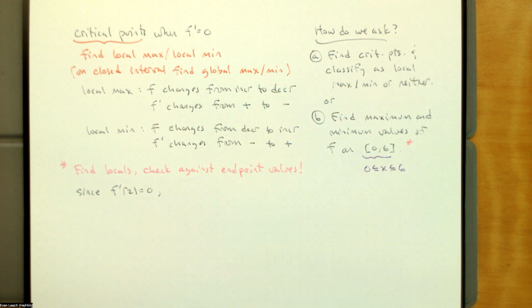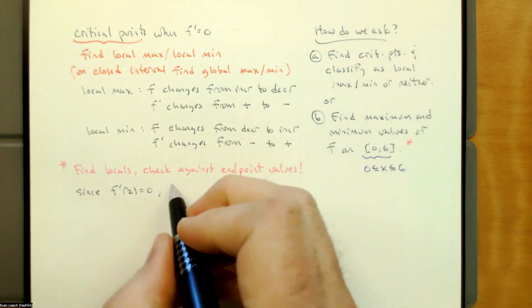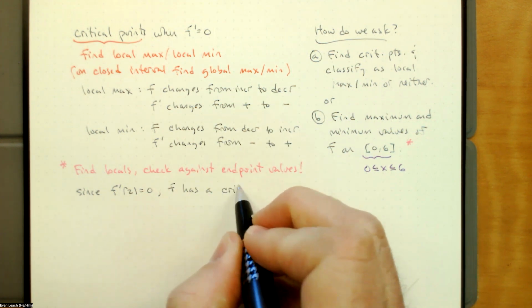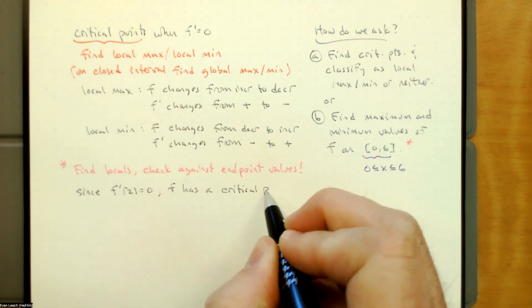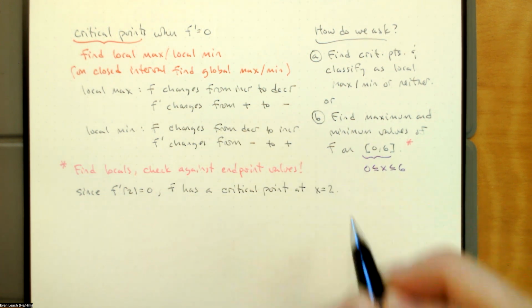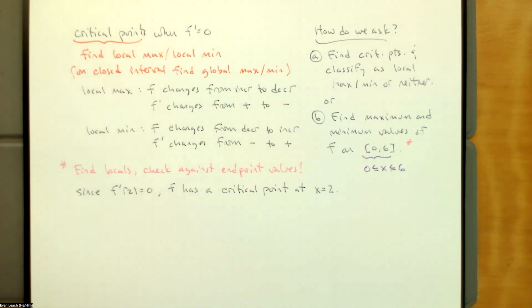Since f prime of 2 is equal to 0, f has a critical point at 2. Since f prime, there's a lot of ways to phrase this. So good news, there's a lot of ways you could explain this. Bad news, there's a lot of ways you could explain this.